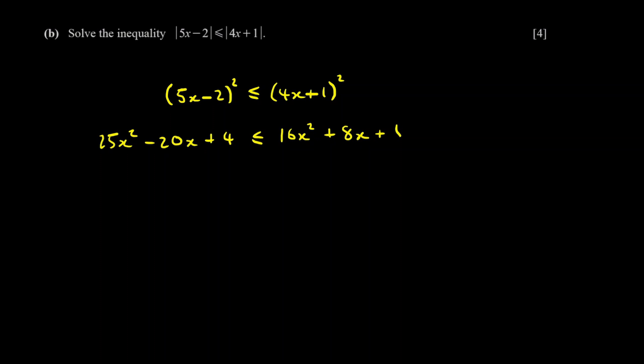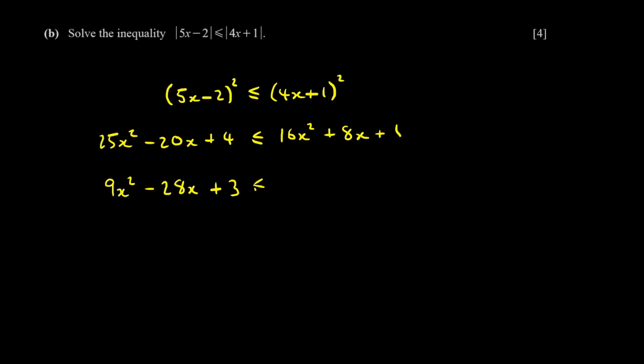And let's put everything through onto one side. So 25x squared minus 16x squared is 9x squared. Minus 20x minus 8 is minus 28x. And 4 minus 1 is 3.